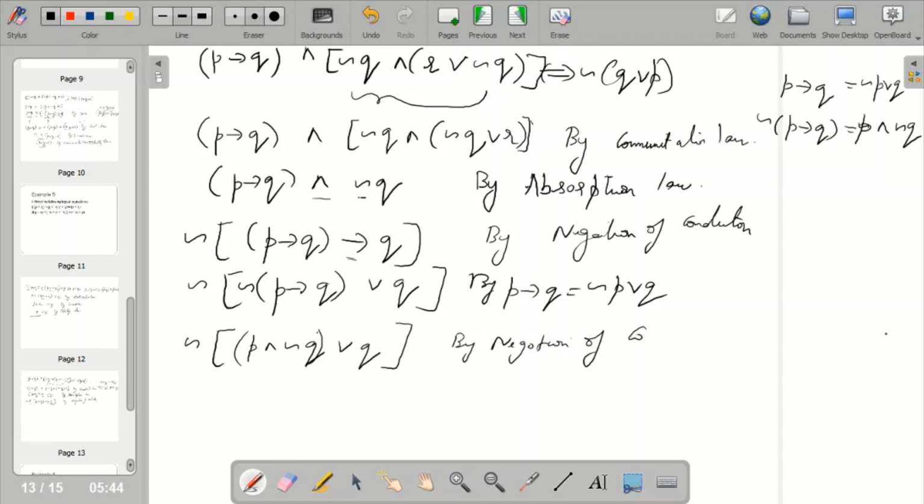So you write in terms of negation of conditional. Next you see P and negation of Q or Q is there. Next, if I want to do the changes, how can I do? I need the terms Q or P.